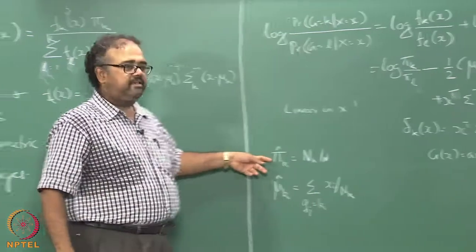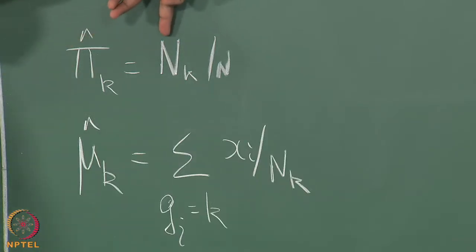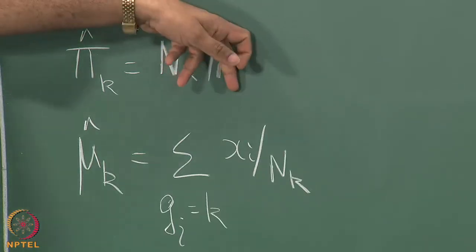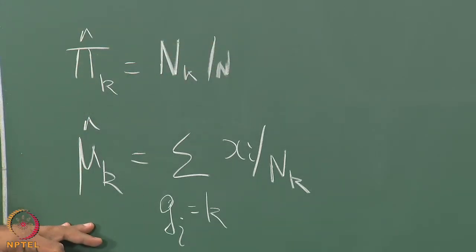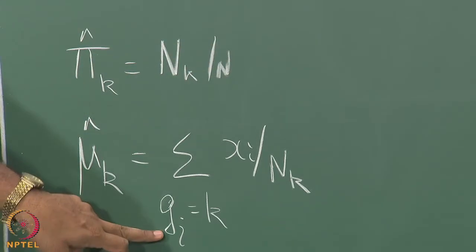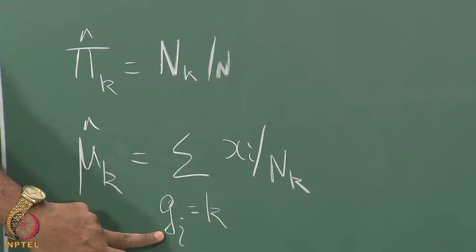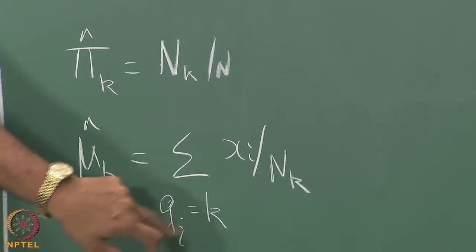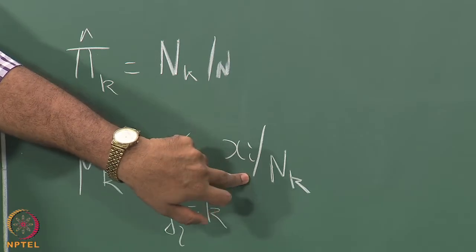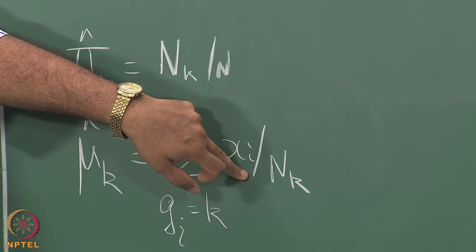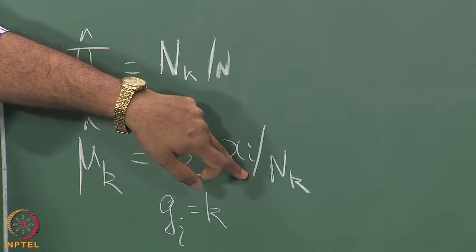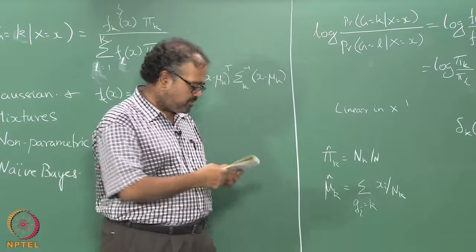So pi hat, like I said earlier, you count the number of data points in the training data that belong to class k divided by the total number of data points, and you get pi hat k. And for mu hat k, you pick out all those data points for which the class was k from the training data, find the center of them, and that gives me mu hat. That makes sense, right? So what about sigma?